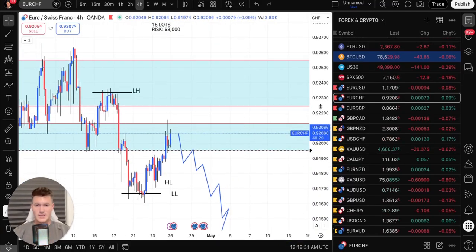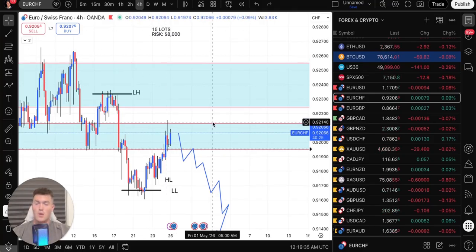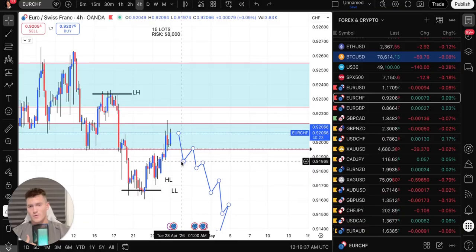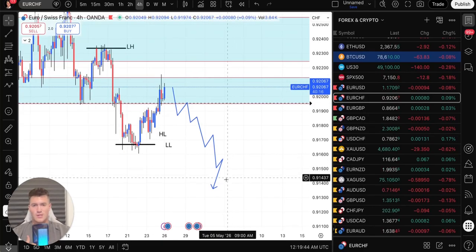So does that make sense? Now that is with your 4-hour candlestick. Now I would like to wait for a 4-hour bearish engulfing candlestick to close, wait for a retest below this neckline to then continue sells to the downside.